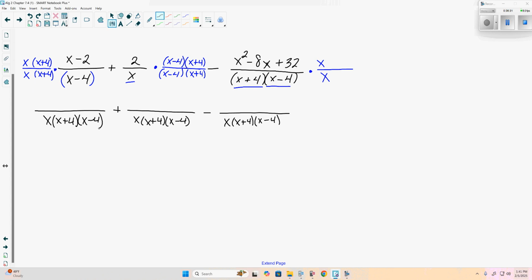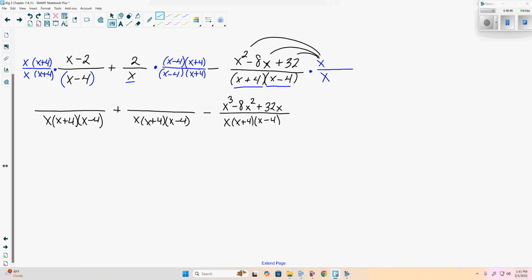Now on top, we're going to have to multiply to combine like terms. I'm going to start on the far right, because the only thing that we're multiplying through by is this x. So x squared times x is x cubed. Negative 8x times x is negative 8x squared. And 32 times x is going to be 32x. Really all we did was distribute that x.